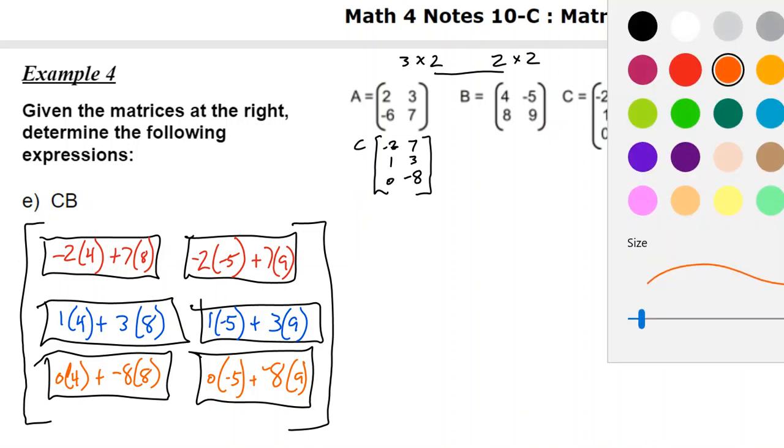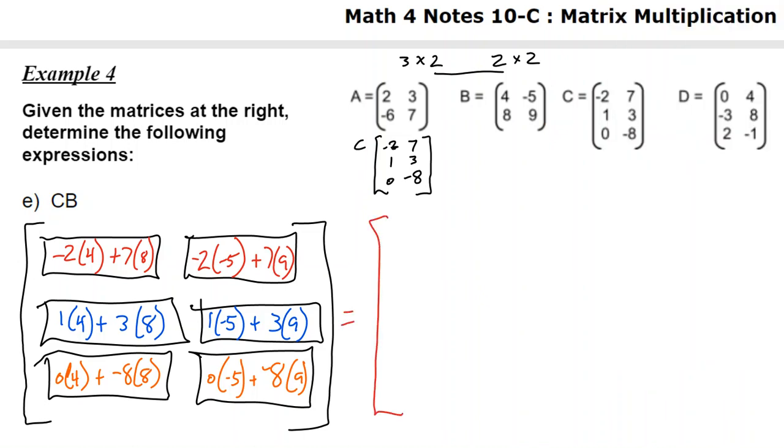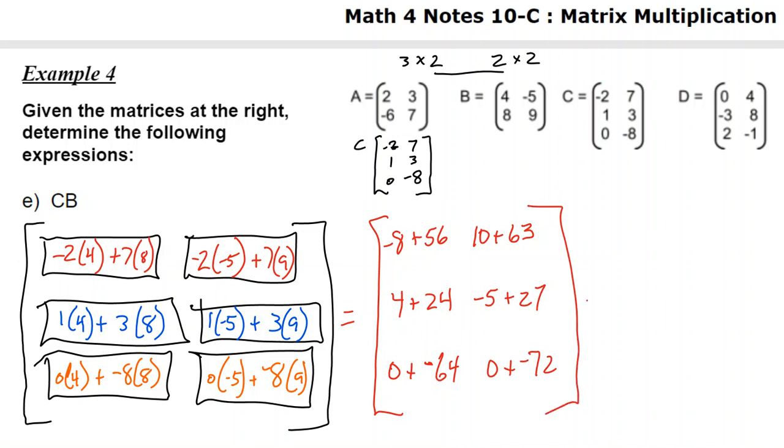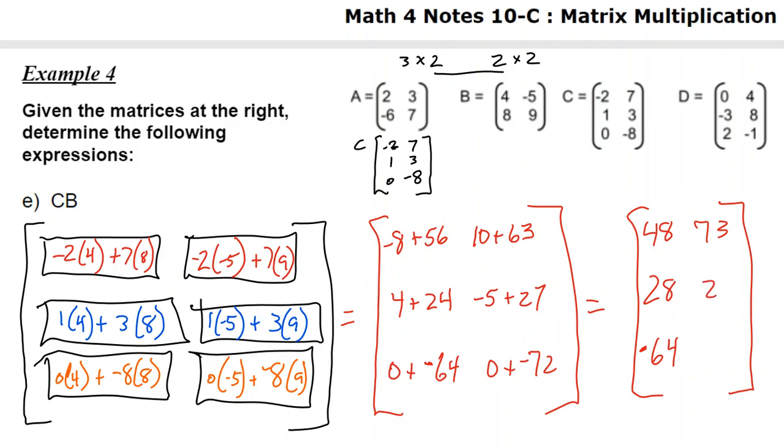Now all we got to do is just go through and start simplifying. Negative 2 times 4, 7 times 8. 1 times 4, 3 times 8. 0 times 4, negative 8 times 8. Negative 2 times negative 5, 7 times 9. 1 times negative 5, 3 times 7. 0 times negative 5, negative 8 times 9. And then we get to the last one. 56 minus 8 is 48. 24 and 4. 0 and negative 64. That was easy. 10 and 63. 27 minus 5 is 22. 0 and negative 72. And we are done with that beast.